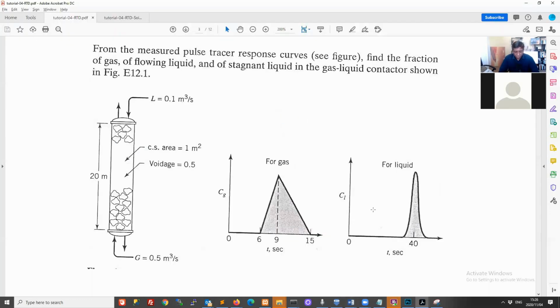Right, so a problem that looked almost impossible through RTD is quite easy to solve. Okay, any questions or comments there?